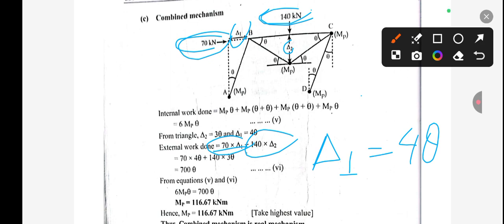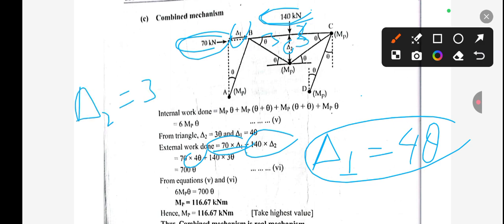So in the place of delta 1 we can write 4 theta. And in the place of delta 2 you can see here this is our 3 meter and 3 meter, so this delta 2 can be written as 3 theta. So from here we get 700 theta as the external work done.